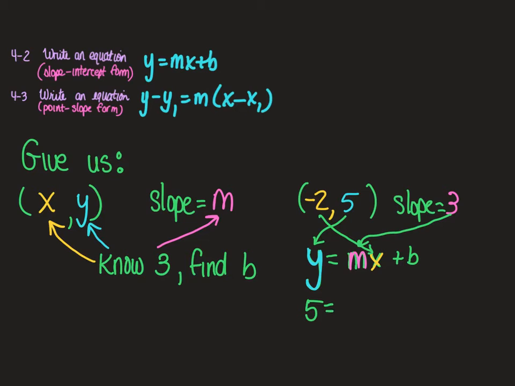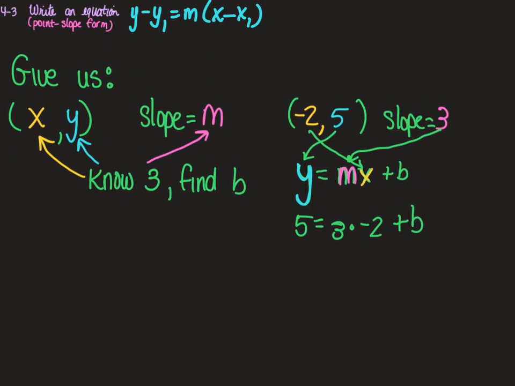5 equals 3 times -2, and I don't know b. Remember, the whole point of this is we know 3, we're going to find b. We don't know b yet. All right, so I'm going to say 5 equals -6 plus b. Add 6, cross out, what's my answer.